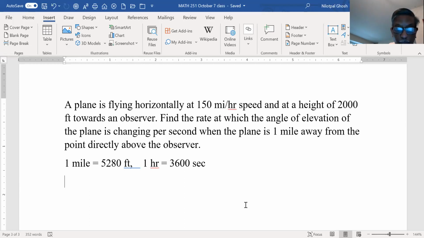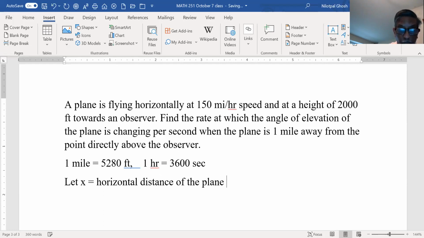So we will define our variables correctly. So we'll say let x equal the horizontal distance from the observer. And we have to make a decision. Do we want to write everything in terms of miles or in terms of feet? I'm going for feet. But you can also write it in miles, everything.